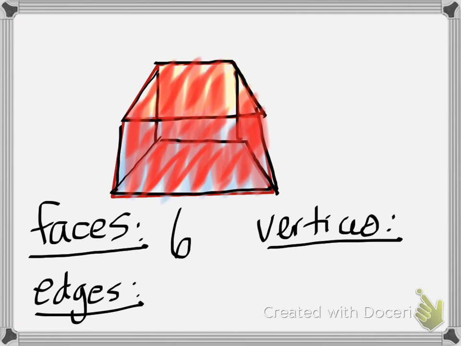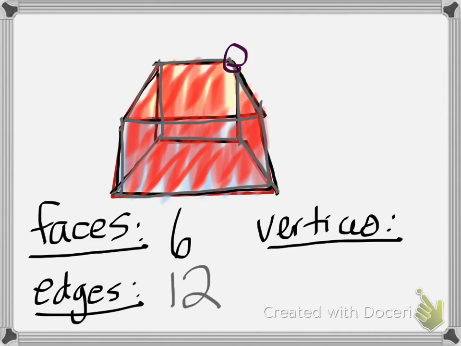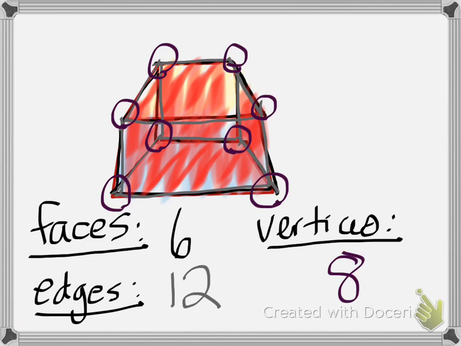Let's count how many lines we have. Sorry, this is getting so messy. 1, 2, 3, 4, 5, 6, 7, 8, 9, 10, 11, 12. 12 edges. And let's count the vertices, the intersections. 1, 2, 3, 4, 5, 6, 7, 8. 8 vertices.